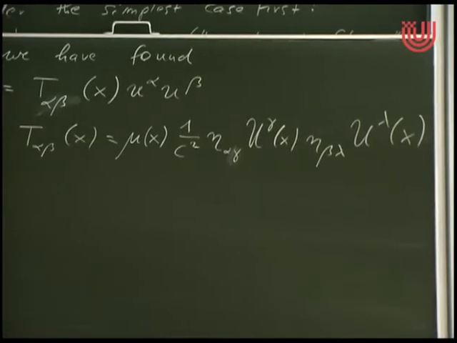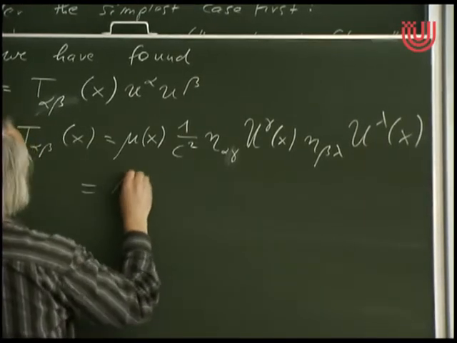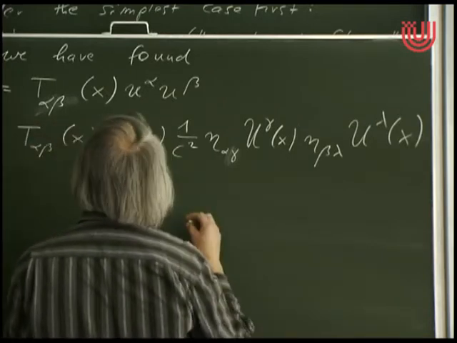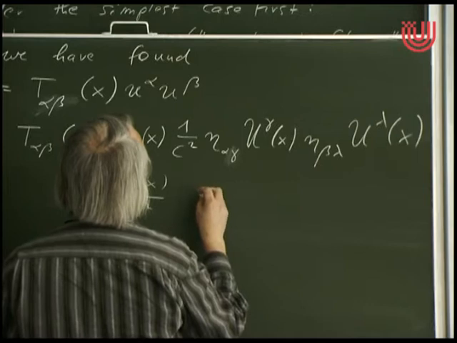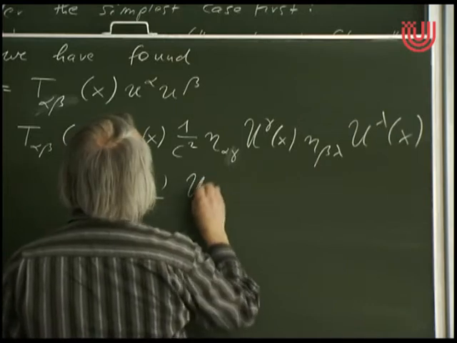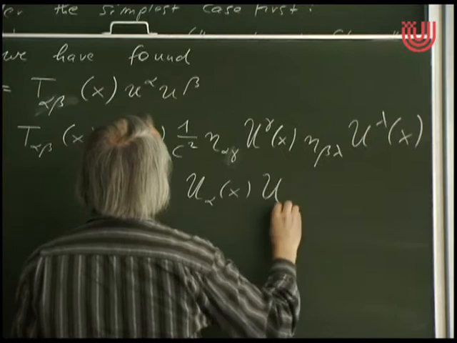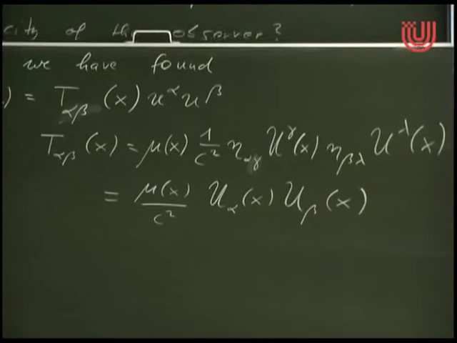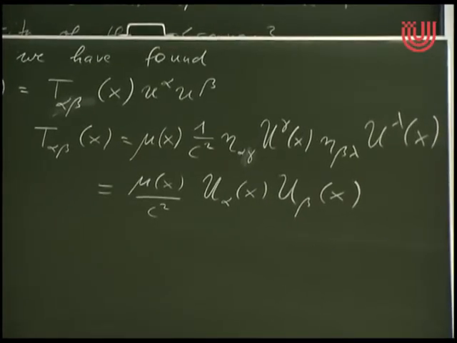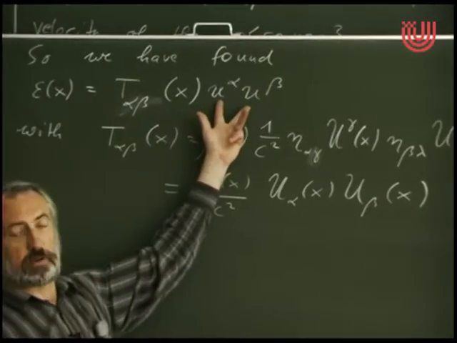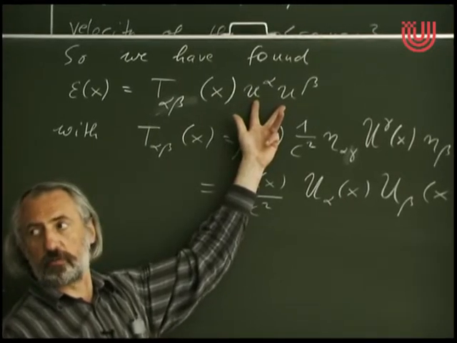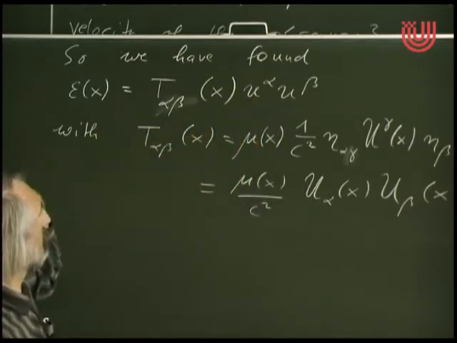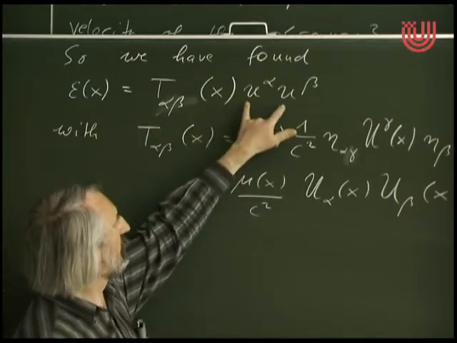And of course, with our conventions of raising and lowering indices, we can write this in a more compact form. It's mu divided by c squared, u alpha of x, u beta of x. Okay? And that's the formula I wanted to derive. So we see that the energy density is a quadratic form in the four velocity of our observer. Yeah? So we had discussed that we do not expect it to be independent of the observer chosen, and now we see in which way it depends.